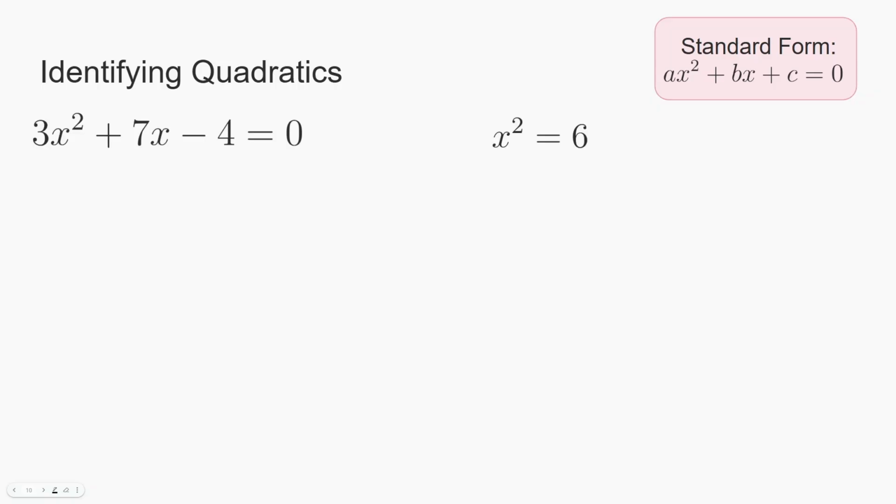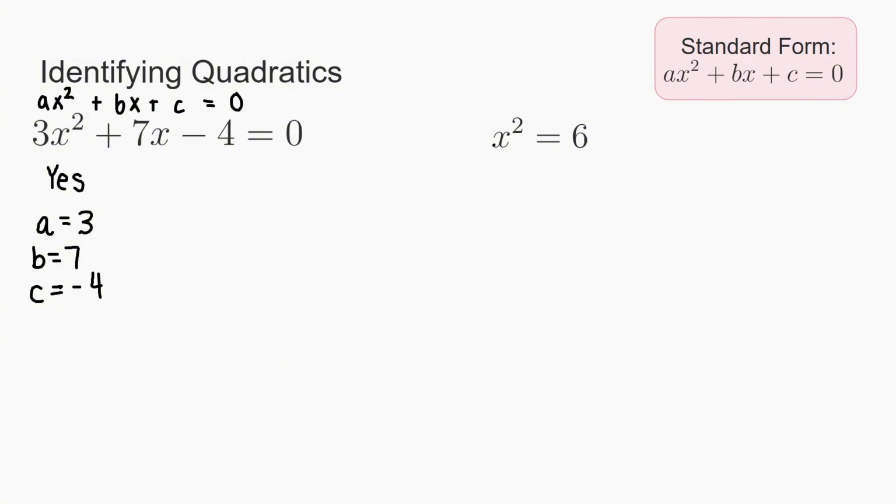Now let's do some practice identifying quadratics. First, we're going to verify whether something is a quadratic equation. If it is, we're going to find a, b, and c. So let's start with this one. Our standard form is on this right: ax squared plus bx plus c is 0. And we have this. Is this quadratic? Yes, it is quadratic. We have ax squared plus bx plus c equals 0. It matches perfectly. We have a is 3, b is 7, and c is negative 4.